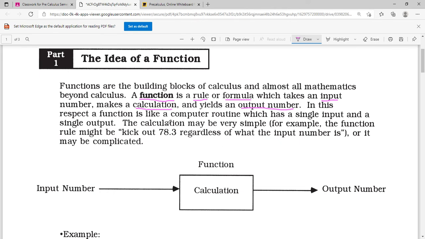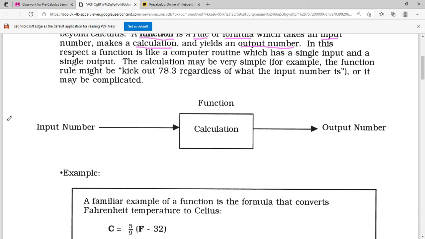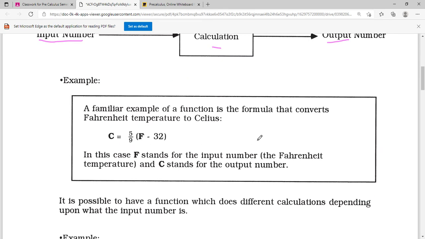In this respect, a function is like a computer routine, which has a single input and a single output. The calculation may be very simple. For example, the function might be just put out 78.3 regardless of what the input number is, or it may be complicated. So we've got our input number, it goes through our calculation, and then comes the output number. The function is like a machine that runs the calculation, and then the output number comes out.